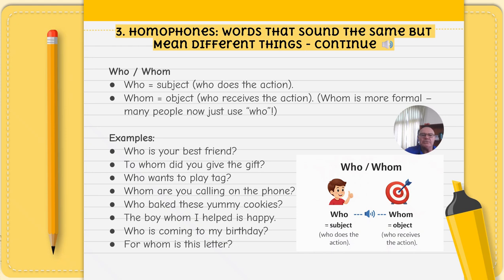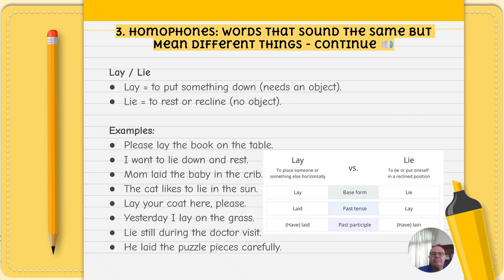Some examples. Who is your best friend? To whom did you give the gift? Who wants to play tag? Who baked these yummy cookies? Who is coming to my birthday? For whom is this letter?